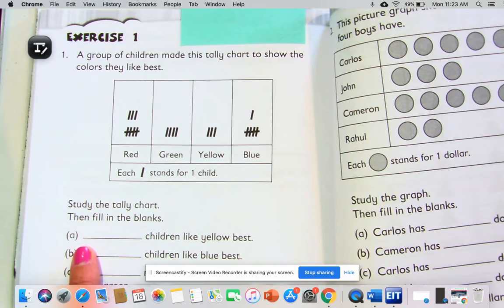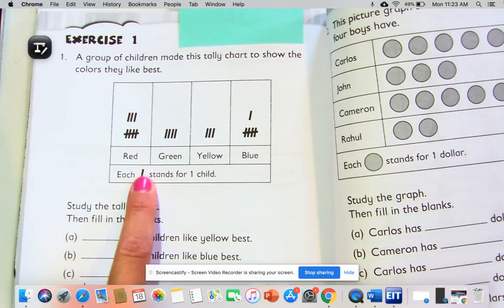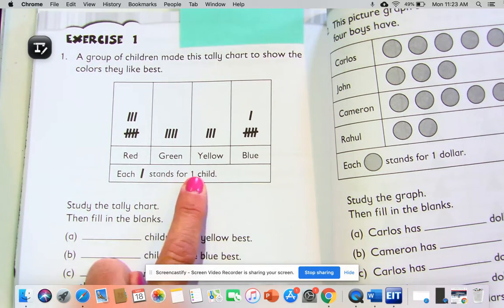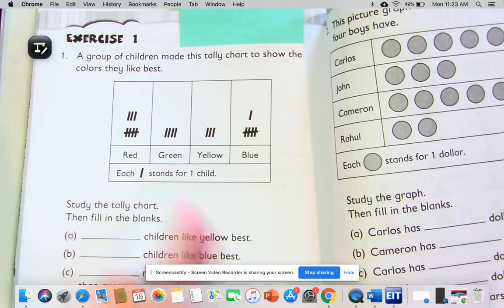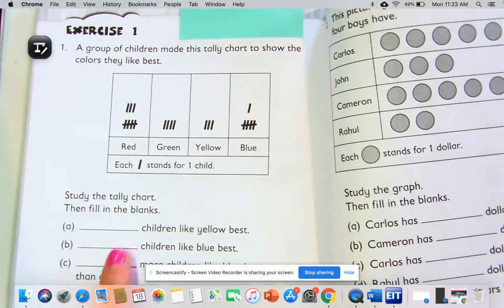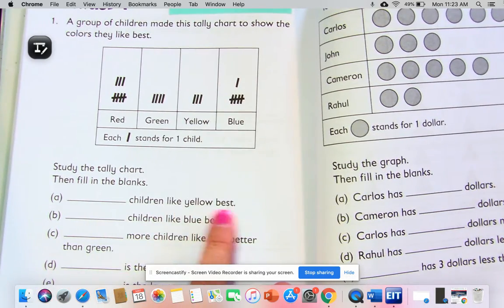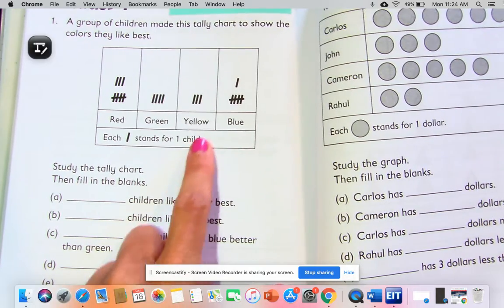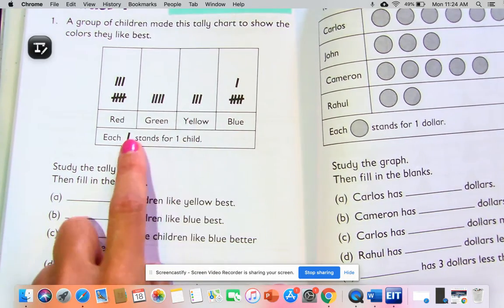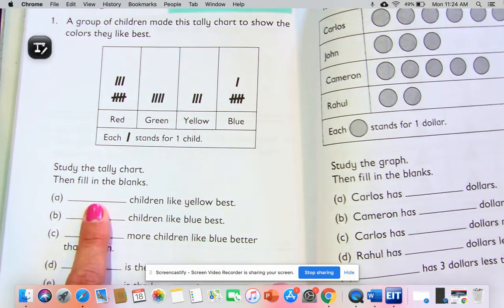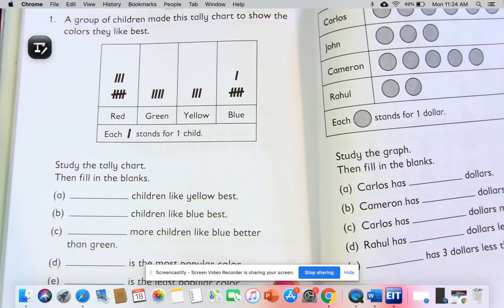All right, so you're going to fill in the chart. So let's see, it says, oh, let's look at the key. So each mark stands for 1 child. So each of those tally marks is 1 child. So here it says blank children like yellow the best. So you're going to look up here. Yellow has 3 tally marks, and each one is 1. So we would just write 3. So 3 children like yellow best.